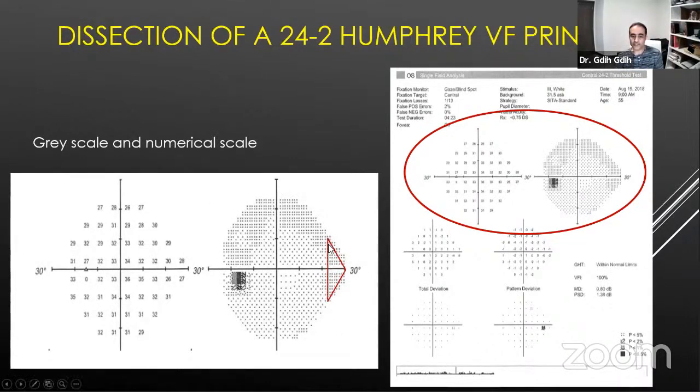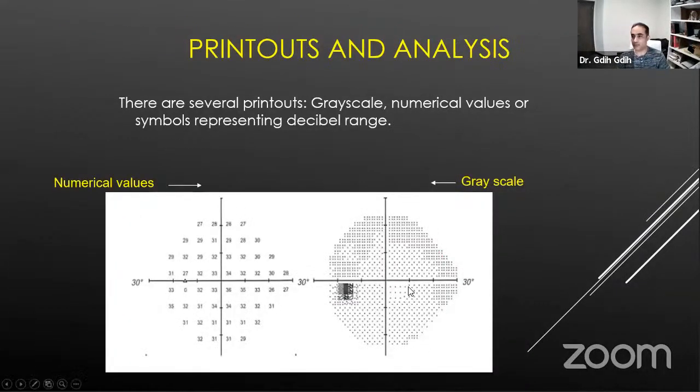Again, remember, whenever you see that triangle, that's where the nose is. It helps you for orientation, and you don't even need to look at which eye. You can tell from this that this is a left eye. And I'll show you the orientation, how we should read the visual field.